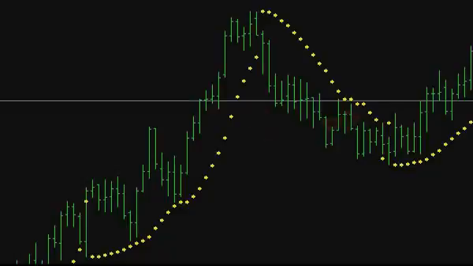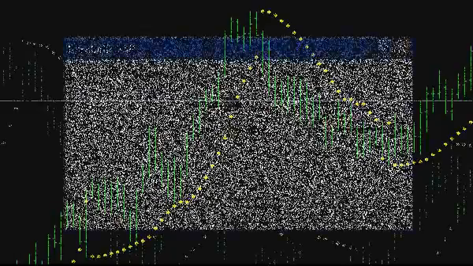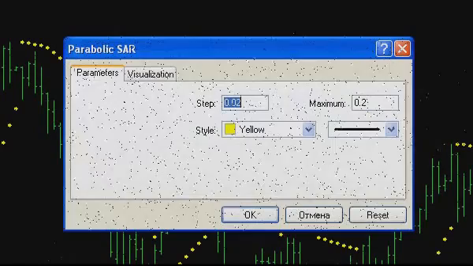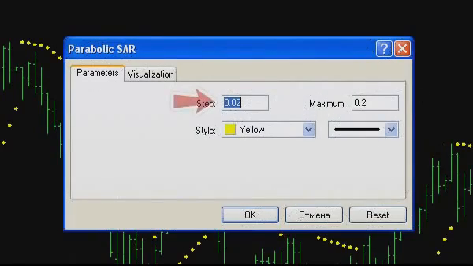The indicator parameters that we saw in the dialog window of its settings determine both the speed of the parabolic reading's approximation to the price and the maximum value of this acceleration.